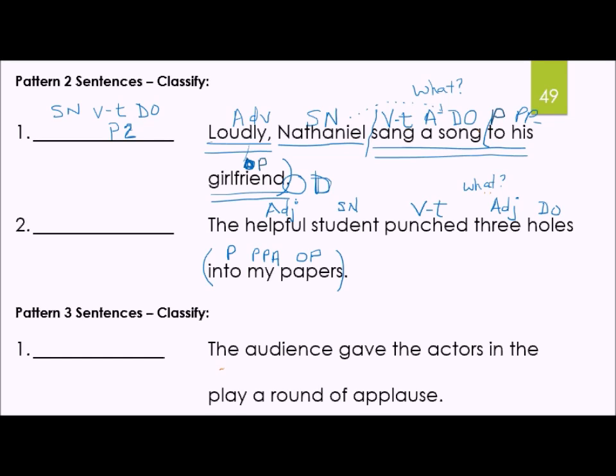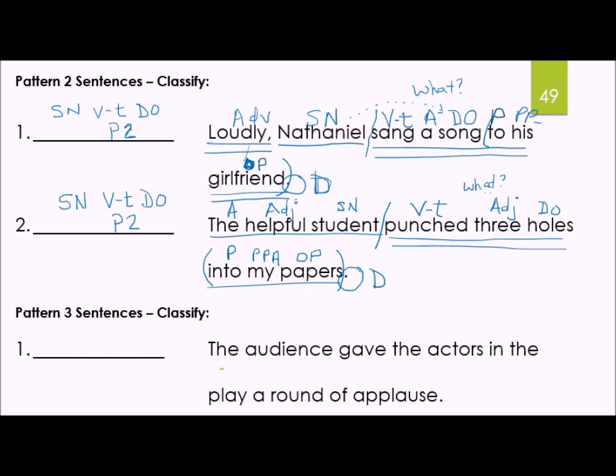All right, let's go back to the beginning. The, article, adjective. All right, that's all the words labeled. So let's label our sentence pattern, subject, noun, verb transitive, direct object, pattern 2. Let's go to the end of the sentence. Period. Is this a command or a statement? It's a statement, so period, statement, declarative. Go to your verb, punched, draw a dividing line before it, and underline your complete subject once, the helpful student, and your complete predicate twice. Punched 3 holes into my papers.